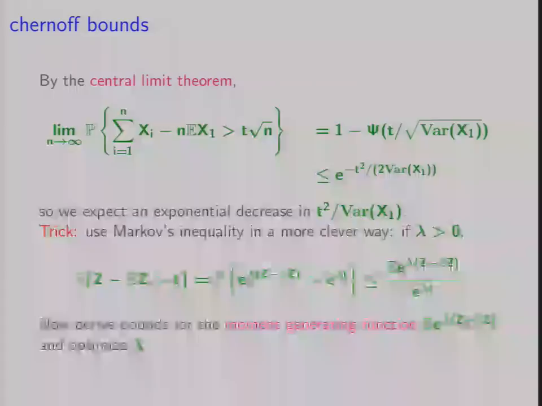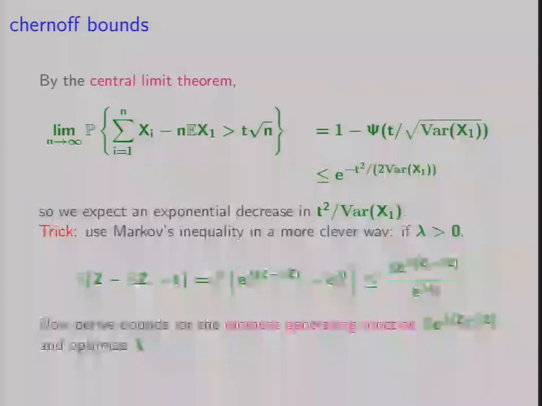It's the same trick as Chebyshev's bound, but now instead of the squares, we use the exponential function. And now what do we need to do? We need to study the moment-generating function. This guy is called the moment-generating function of the random variable Z. Okay. So Chernoff's method consists in doing this. We get an upper bound for the moment-generating function, which depends on lambda, and we choose lambda to minimize that upper bound. Okay, this is Chernoff's thing.